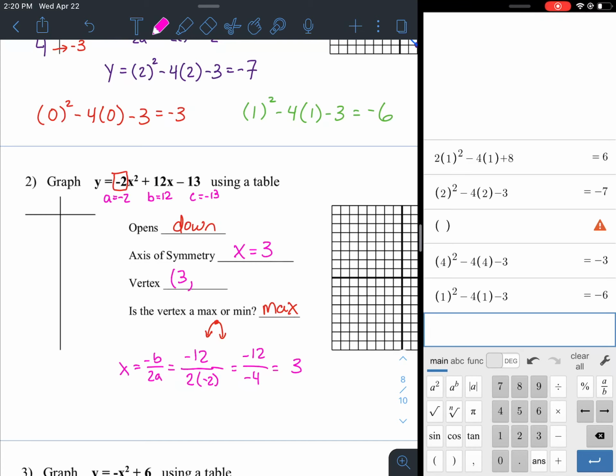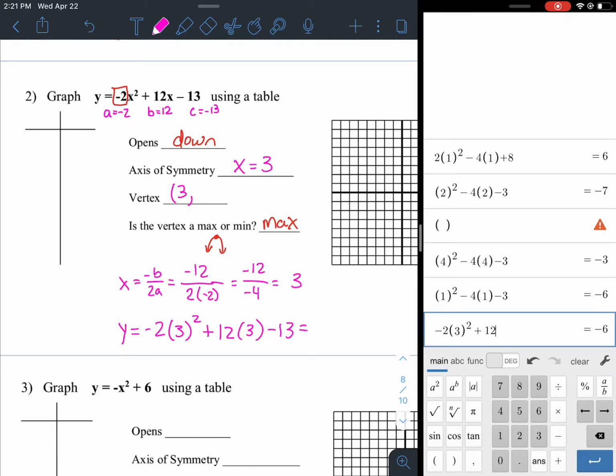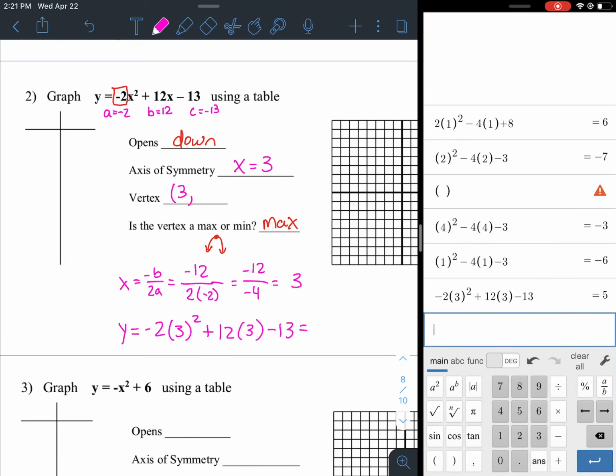Now, lastly, I have to find the vertex y-coordinate. So again, the way we do that, y equals, and I'm going to rewrite the original equation, but I'm plugging 3 in for x. Negative 2 times 3 squared plus 12 times 3 minus 13, and this is what I'm definitely going to use my calculator on. Negative 2 parenthesis 3 squared plus 12 parenthesis 3 minus 13, and y equals 5. So that is my y-coordinate. The vertex is located at 3, 5.